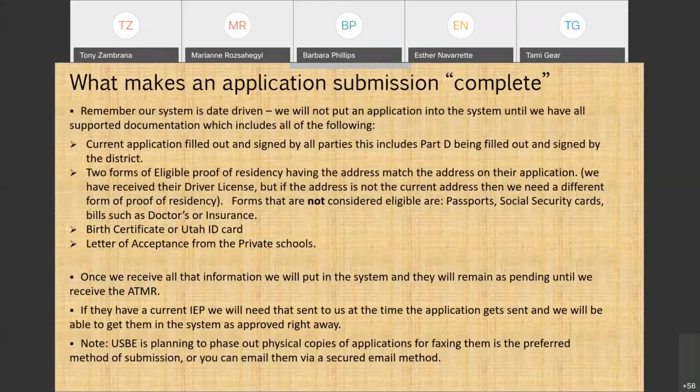I would just Google how to send secure emails, and you'll probably get a list of acceptable ways to do that. So just go ahead and look that up. I've done it a few times. It's not too bad. And then the next question is, what is our LEA?